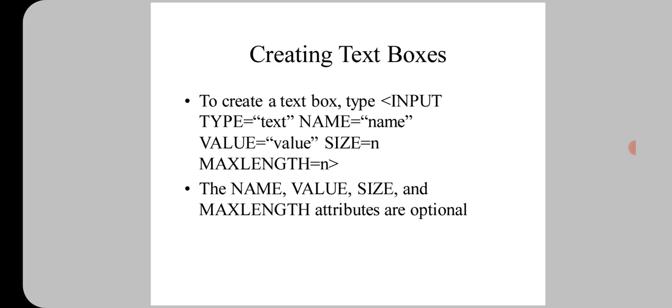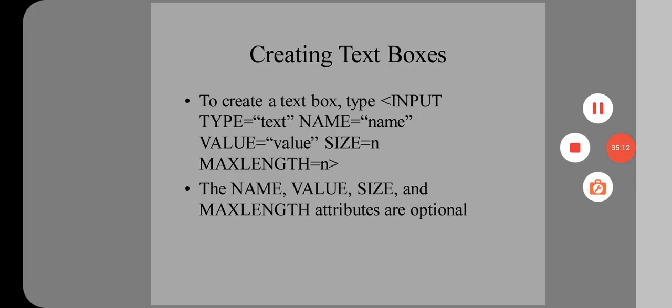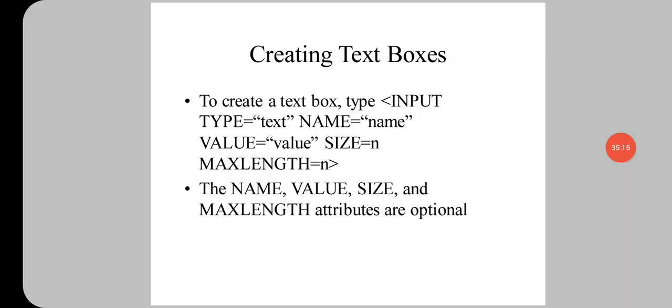The input tag is generally used to create any type of form control on an HTML form. So how to create an input tag or a text box control on a form? What is the syntax of the input tag? Input type equals within quotes text, name equals within quotes some name, value equals within quotes some value, size equals some n, maxlength equals some m. So this is the syntax of using a text box control.